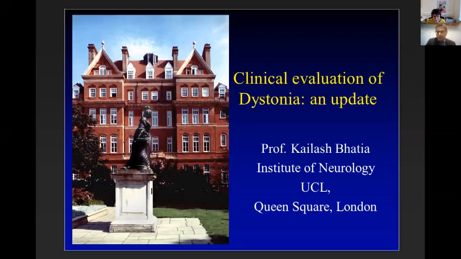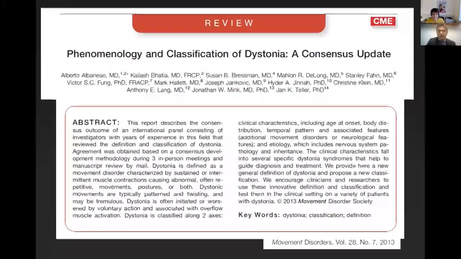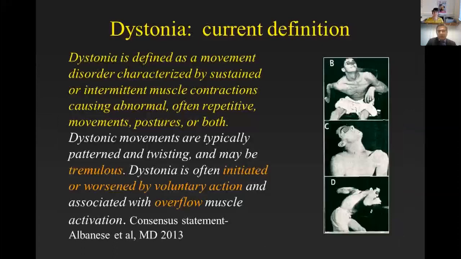So I'm going to talk about the clinical evaluation of dystonia, just to give you an update about this. As you know, there is a new classification of dystonia, a consensus statement, now a few years old, but still quite valid. And in this, with regard to dystonia, that's what we will start with, the definition. All of you recognize that dystonia is characterized by abnormal postures due to sustained and intermittent muscle contractions.